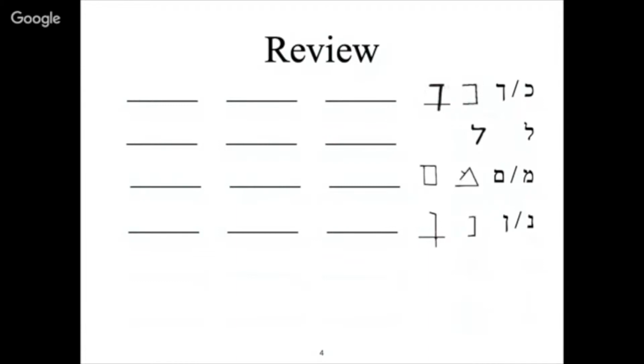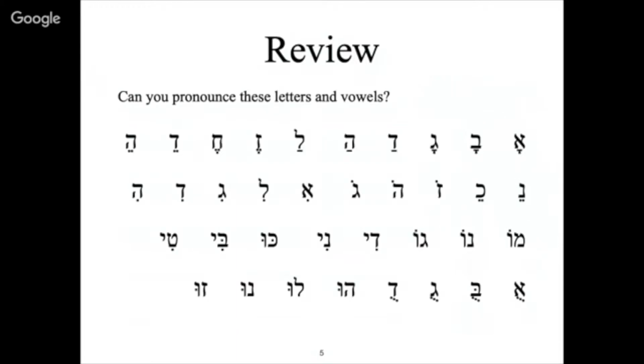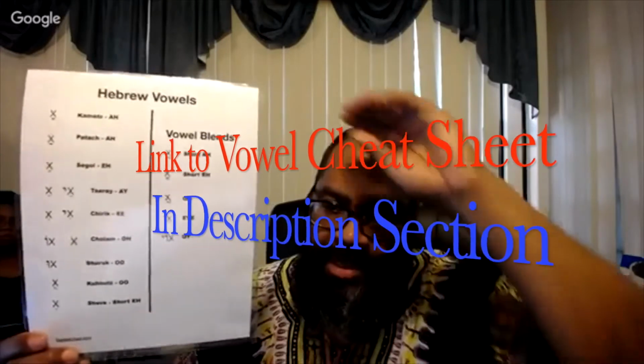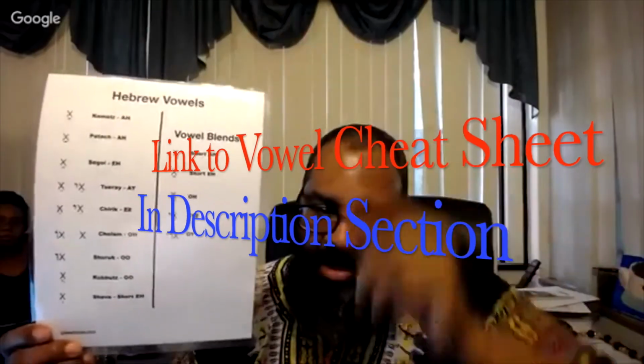Last week we went all the way up to Noon, including the final Noon. These are the newest letters. Maybe you're not so familiar with the Mem and the Noon, the final Mem and the final Noon. And as we're looking at our vowels, if you are not so familiar with your vowels or you need a little help, we have our cheat sheet that you can easily download. If you have the technology, you can laminate it like I have it here.